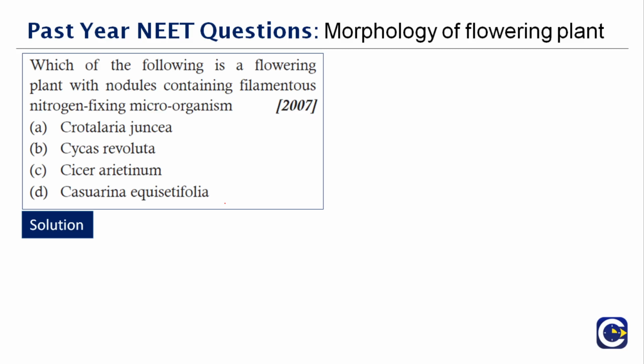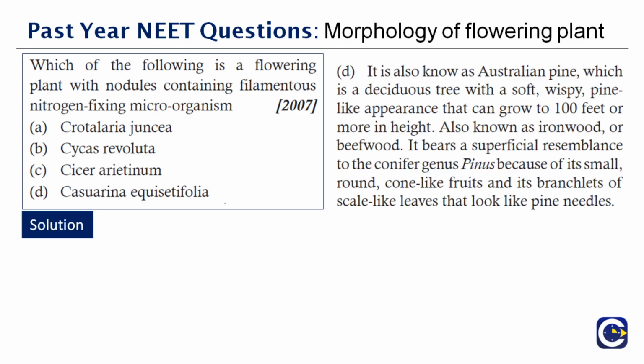What is the answer? Casuarina equisetifolia. That is the answer. So which one of the following is a flowering plant with nodules containing filamentous nitrogen fixing microorganism? It is Casuarina equisetifolia.